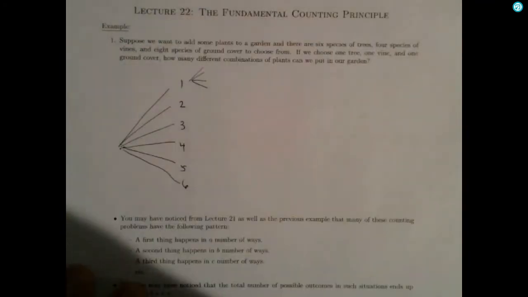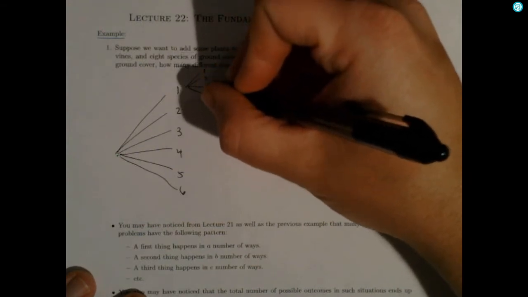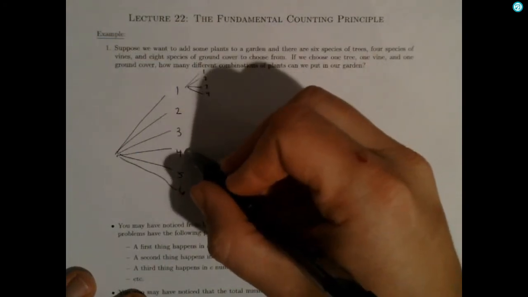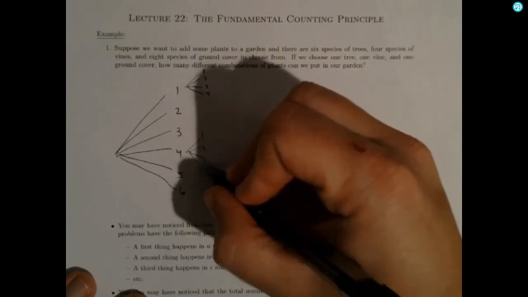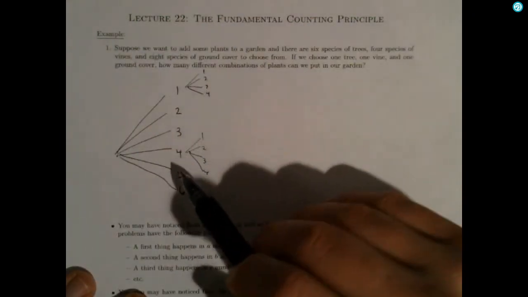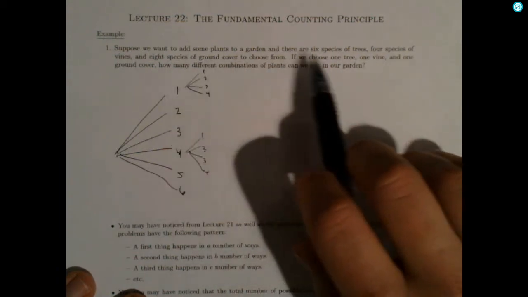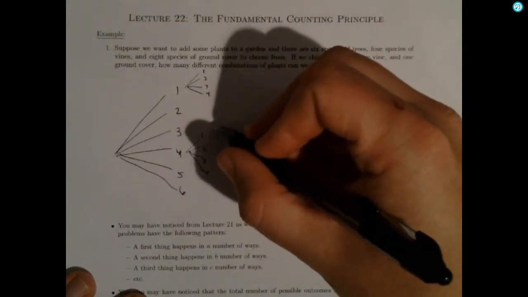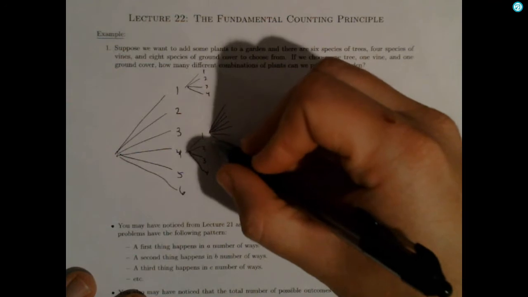I'm not going to draw the entire tree because that's going to get quite tedious. But 1, 2, 3, 4. And then each of those, and actually let me do one down here because I'll have a little bit more room. 1, 2, 3, 4. Each of these things is going to have 4 different possibilities coming off of it. And then now I've chosen my tree, I've chosen my vine, and I now need to choose my ground cover. There are 8 species of ground cover that I can choose from, so each of these is going to now have 8 branches coming off of it. 1, 2, 3, 4, 5, 6, 7, 8.